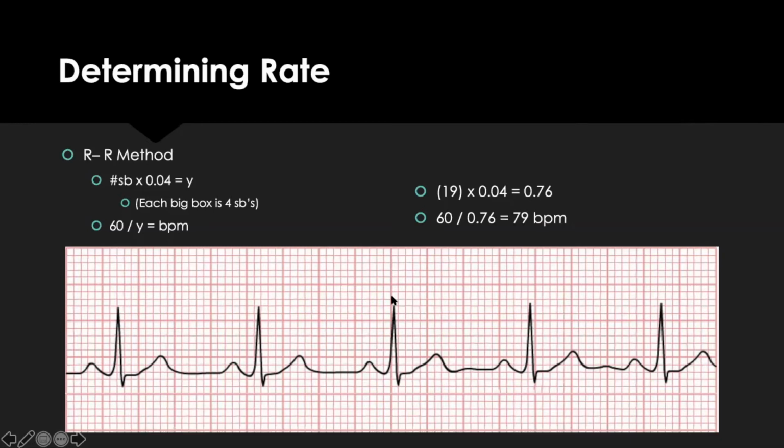So for this strip in particular, you're going to start probably with this one since it's the closest one to the beginning of a big square. And each big square has 5 small boxes. So 5, 10, 15, 16, 17, 18, 19. So 19 times 0.04, you get 0.76. 60 divided by 0.76, 79 beats per minute. This is only for regular rhythms.